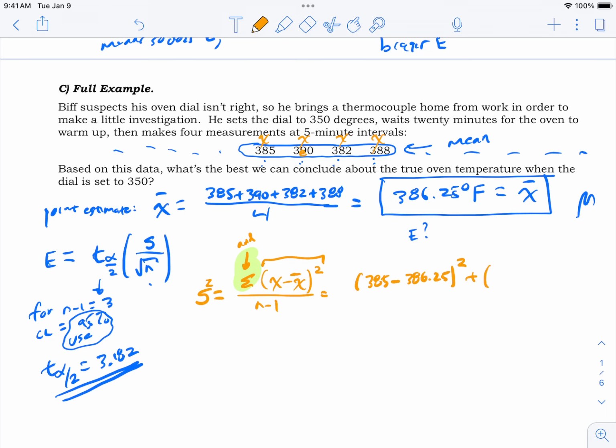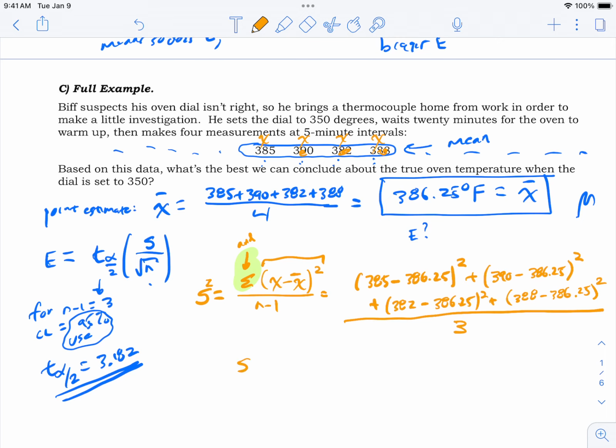So now I come to this one. I've got a 390 minus a 386.25, close the parentheses, squared. And I'm still in the numerator here. I got to visit the next data point, 382. 382 minus x bar is 386.25, close the parentheses, squared. And then I have to visit the last data point, 388. And minus the mean, the x bar, 386.25, close it, squared. That's all added up on top. Divided by n minus 1. Well, n is 4, so 4 minus 1. If you don't mind, I'll just write a 3.